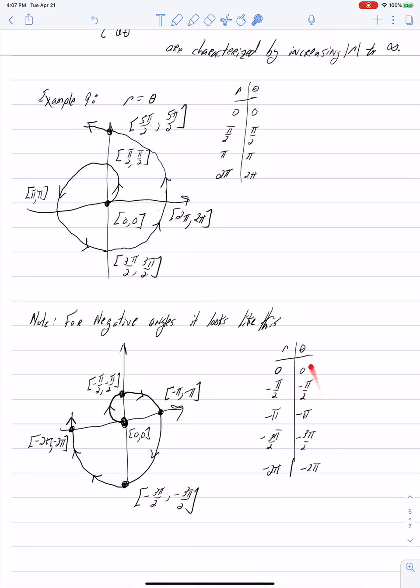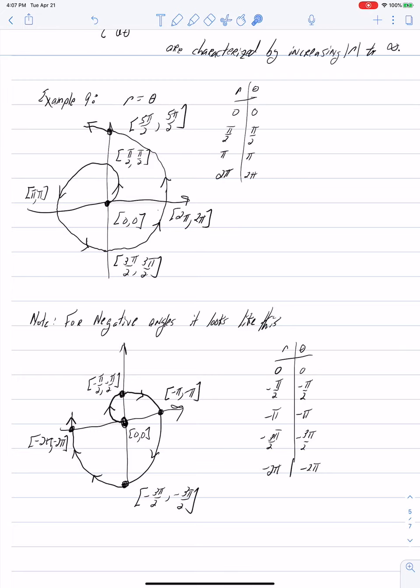If I were to look at negative theta, then r is negative as well. And remember, I have that reflection thing happening. So here is 0, 0, minus pi halves, well, minus pi halves would be down here somewhere. But since the radius is also negative, that's how it gets reflected, right? So here it is for positive theta, and here it is for negative theta.